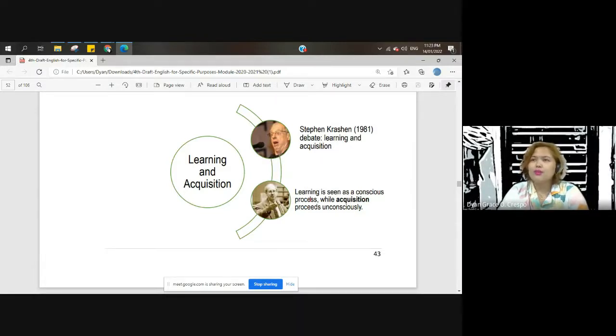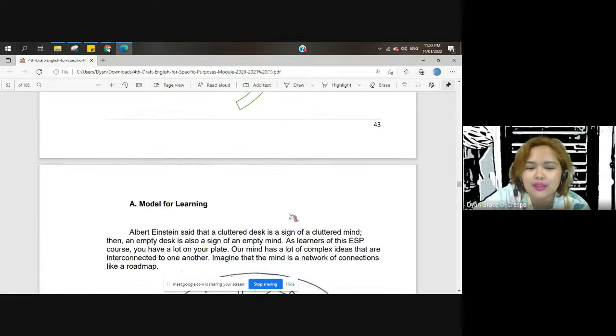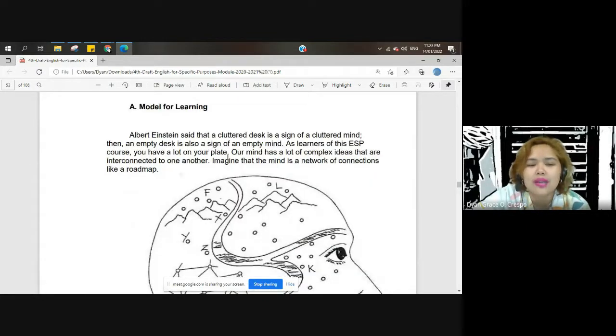Like for example, you hear words accidentally, or nagulat ka na lang na alam mo na yung meaning ng words because you heard somewhere or nabasa mo somewhere. So yun yun. Hindi mo siya pinilit pumasok sa ulo mo pero nasanay ka na lang dun. Okay? So Albert Einstein said that a cluttered desk is a sign of cluttered mind. Then an empty desk is also a sign of empty mind.